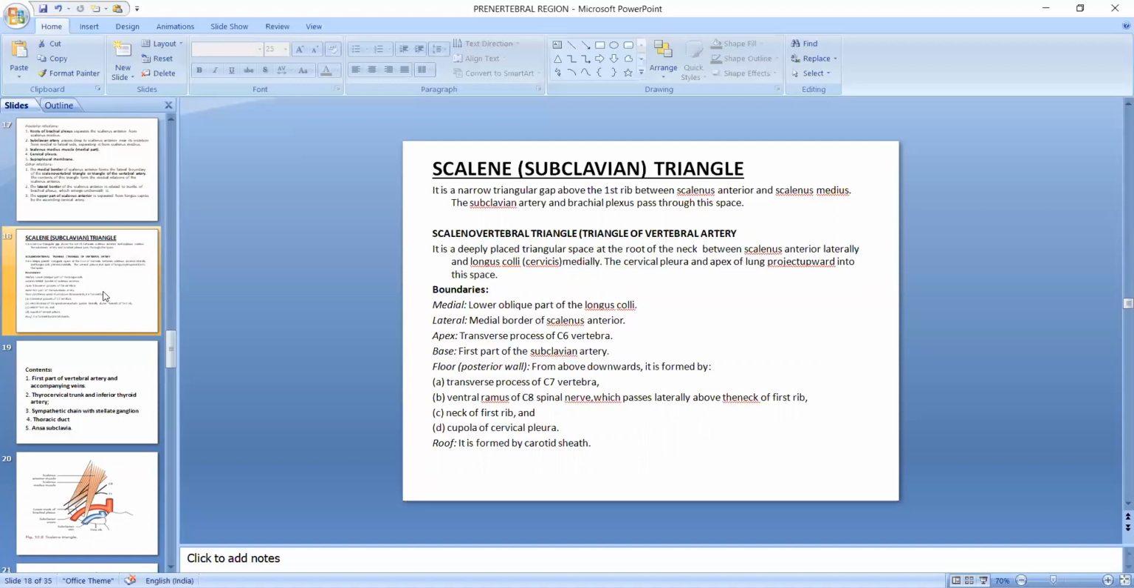Boundaries: medially, the lower oblique part of the longus colli; laterally, the medial border of scalenus anterior; apex, the transverse process of C6 vertebra; base, the first part of the subclavian artery. The floor is formed from above downward by the transverse process of C7 vertebra, ventral ramus of C8 spinal nerve, neck of the first rib, and the cupula of the cervical pleura. The roof is formed by the carotid sheath.